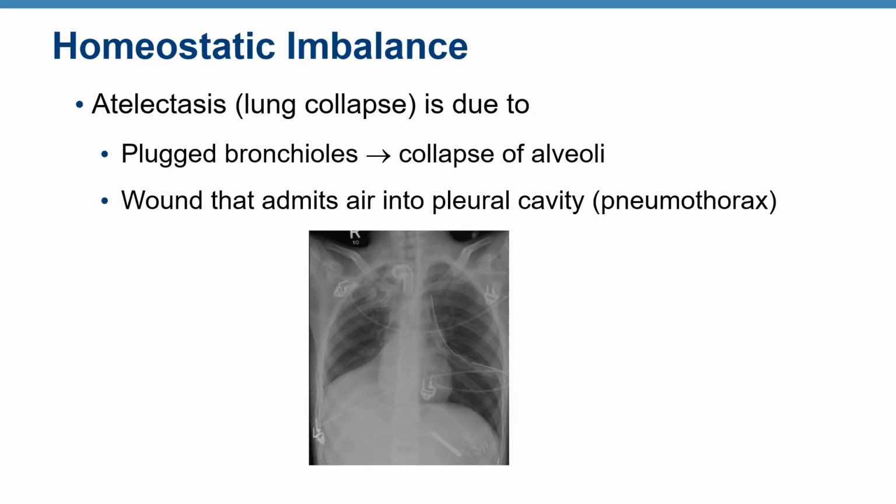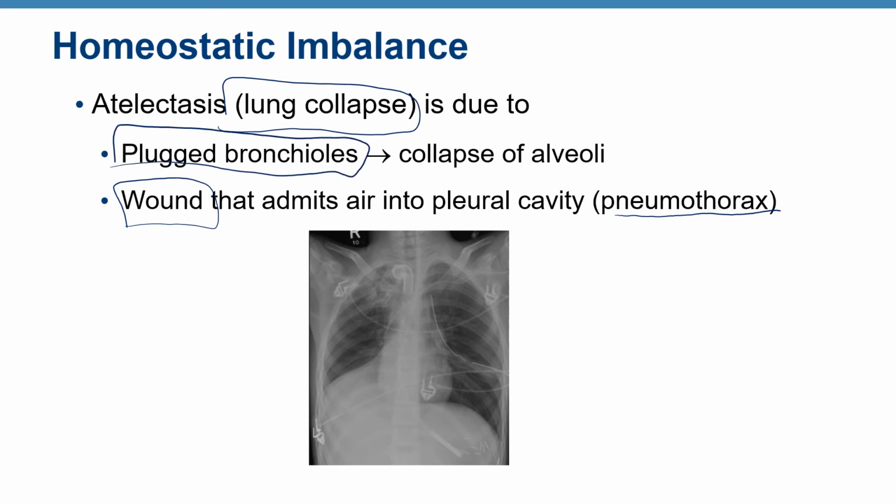Homeostatic imbalances. Atelectasis is the lung collapse, and it can be because of air or blood entering the wound. Let's say we have a wound, and if we have air entering this wound, it would be pneumothorax. Or blood can enter this pleural cavity, or it can be plugged bronchioles and then alveoli will collapse.